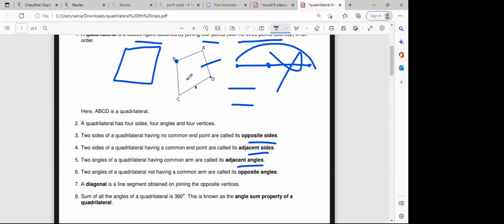Then two angles of a quadrilateral not having a common arm. If they don't have any common arm, for example, angle B and angle D, they don't have any common arm, right? But coming to this angle and this angle, they have BA. This angle is ABC, so AB is here, and this angle is BAD. So AB is the common arm. If they have a common arm, you will say they are adjacent angles. If this angle and this angle, like CDA and ABC, don't have any common arm, they didn't have anything common, right?